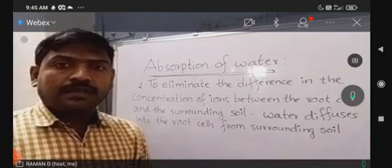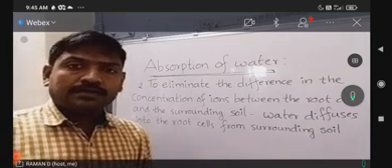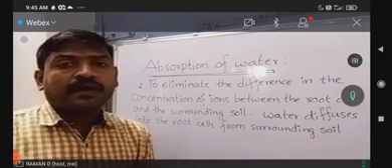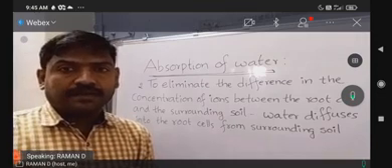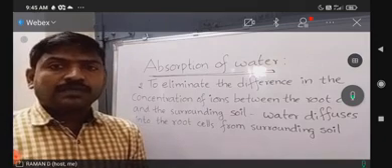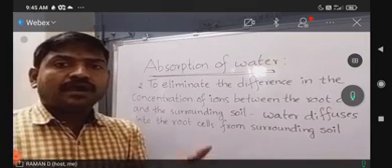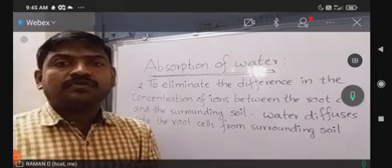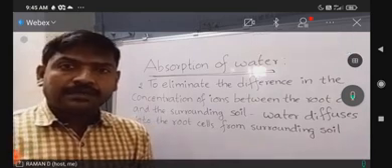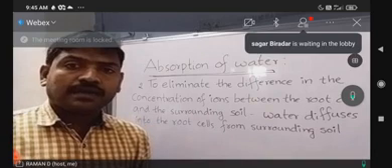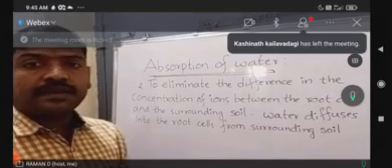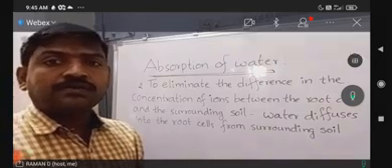The entered water in the root cells applies a pressure in upward direction at the root level, so that water starts moving up. The upward pressure exerted by the water at the roots is known as root pressure.